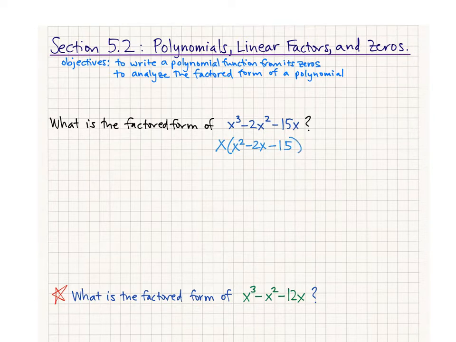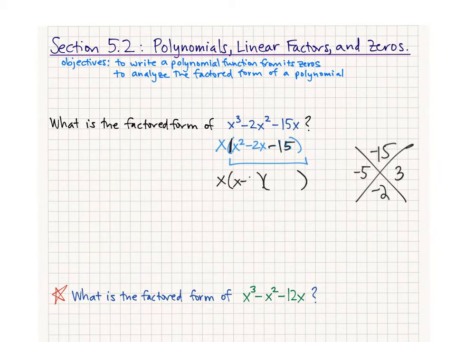Okay, then you need to also see if you can factor what's left. So we can see that this is a 1 here, so we can do our diamond. Two numbers that multiply to 1 times negative 15, which is negative 15, and add to negative 2 would be negative 5 and 3. So that means this is x times x minus 5 times x plus 3. And that is the factored form of this polynomial.